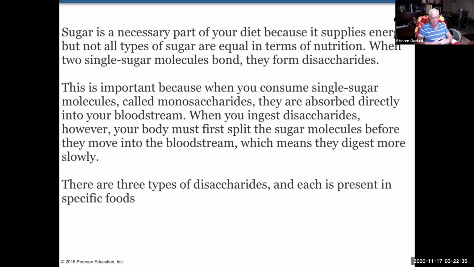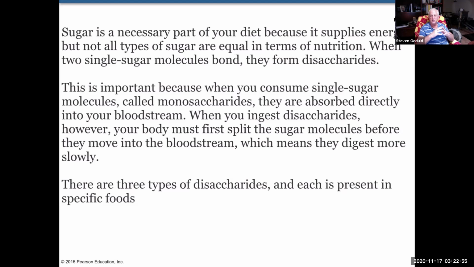Glucose is produced by plants through photosynthesis. We use glucose to provide energy to our bodies. Okay. But not all sugars are equal. Okay. When two single sugars are combined, they form a disaccharide. That's not glucose. That's the dangerous kind. That's when it becomes dangerous to the body.